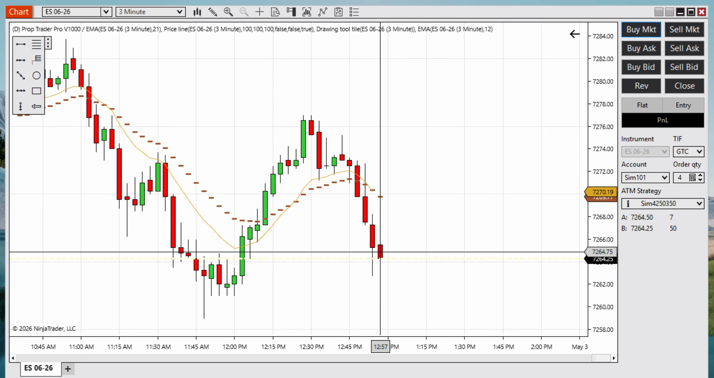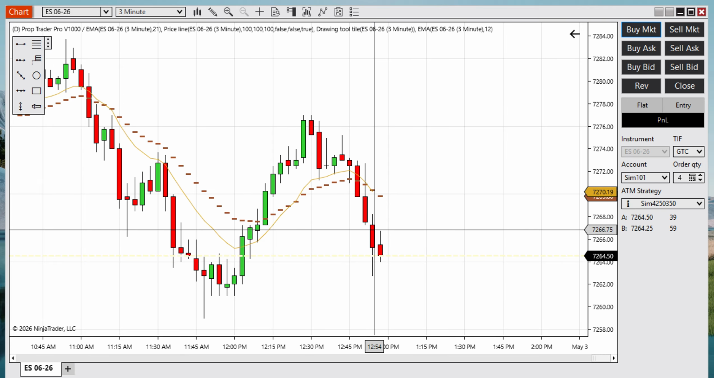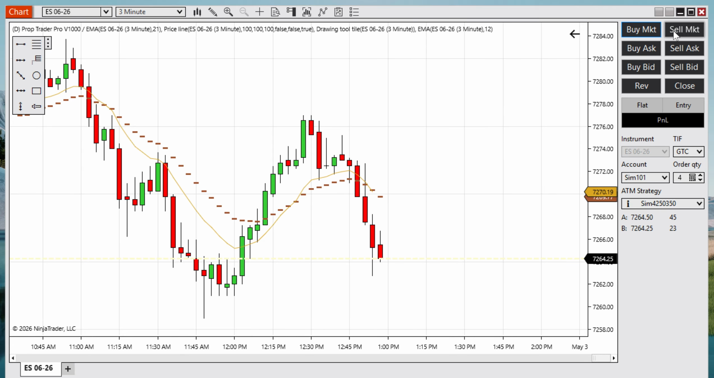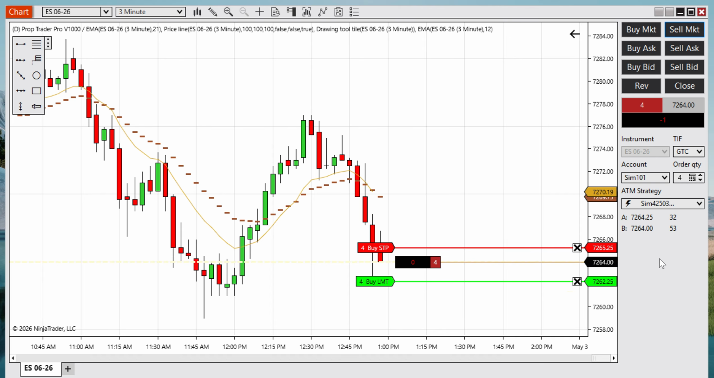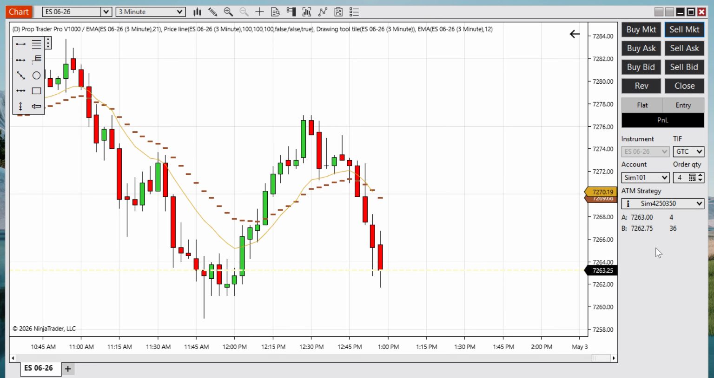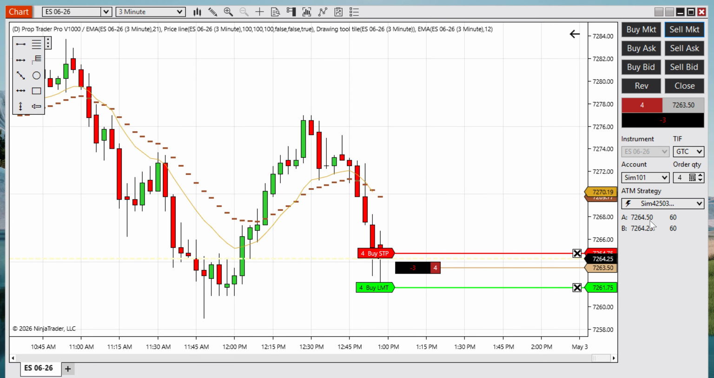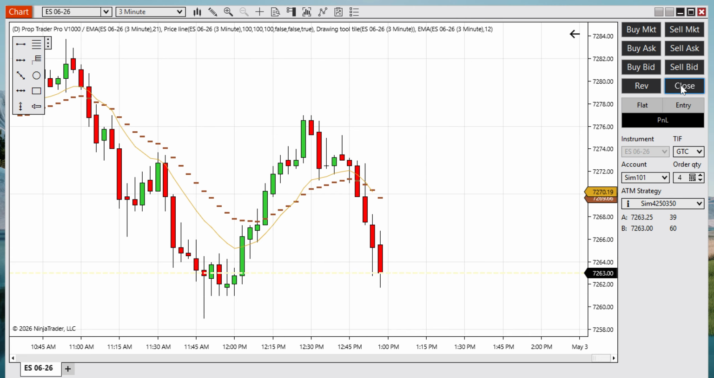Okay, so we were right, but not in this candle, because it again hit down. So let's say we sell market. This time we hit the profit. So we think that we are going to go up now, and we took another trade. Otherwise you can close it. Okay, so let's say buy ask.